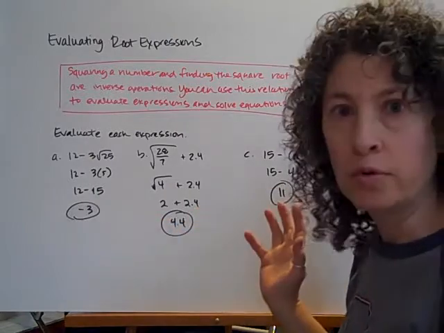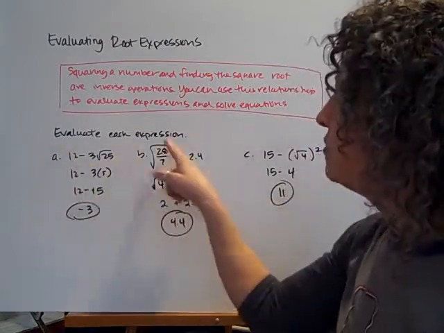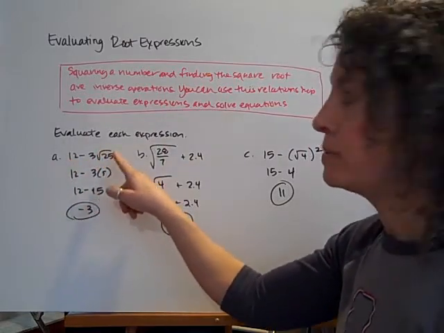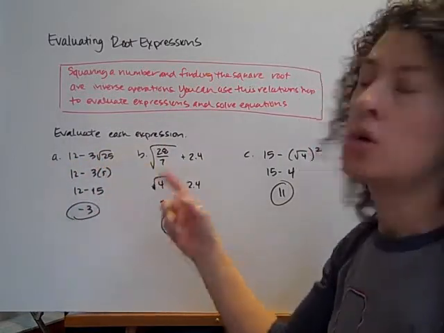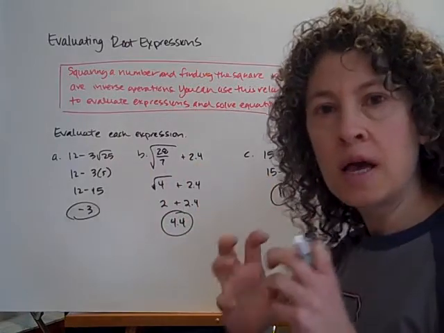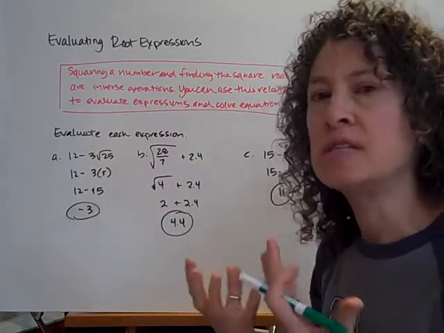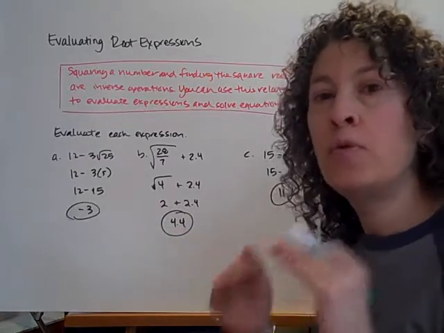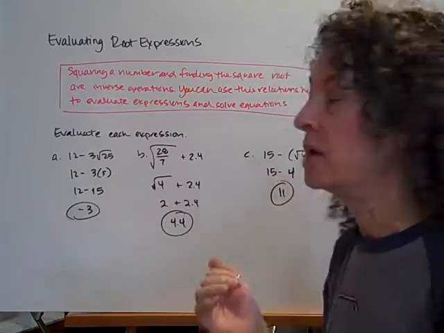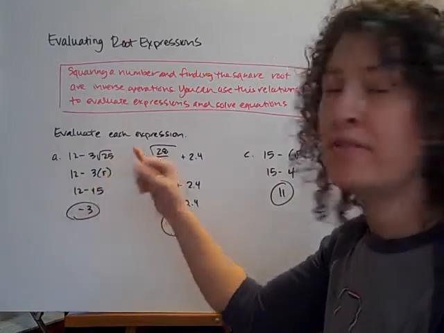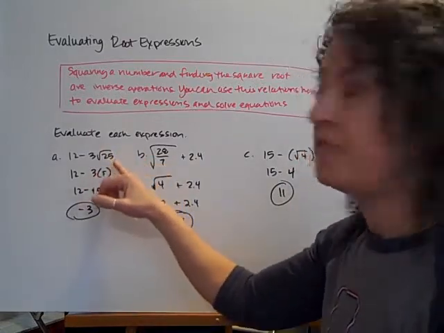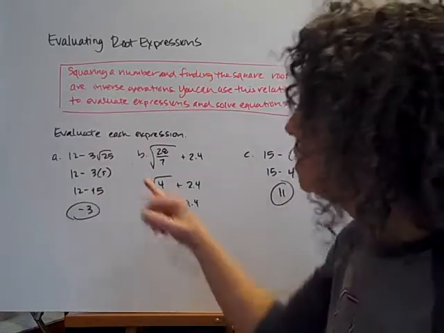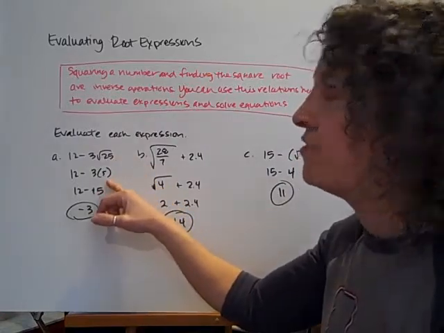So let's work through a few of these. We're going to evaluate each expression. 12 minus 3 times the square root of 25. The radical sign kind of works like parentheses. So think about it as, do what's inside here first before you worry about getting rid of the radical sign. I've got a 25, there's nothing to do in there. I'm going to find the square root of 25. If you don't know it off the top of your head, grab your calculator. The square root of 25 is 5.